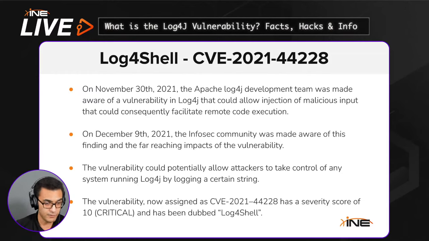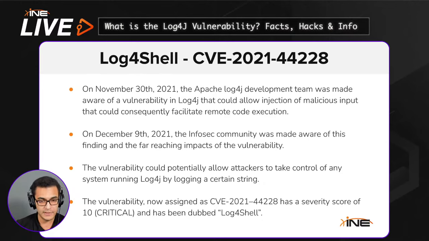All right, so on November the 30th, 2021, the Apache Log4j development team was made aware of the vulnerability in Log4j that could allow injection of malicious input that could consequently facilitate remote code execution, right? So they sort of got an early notice of this. And then, of course, on December the 9th, 2021, the InfoSec community was made aware of this finding and, of course, the far-reaching impacts of the vulnerability.